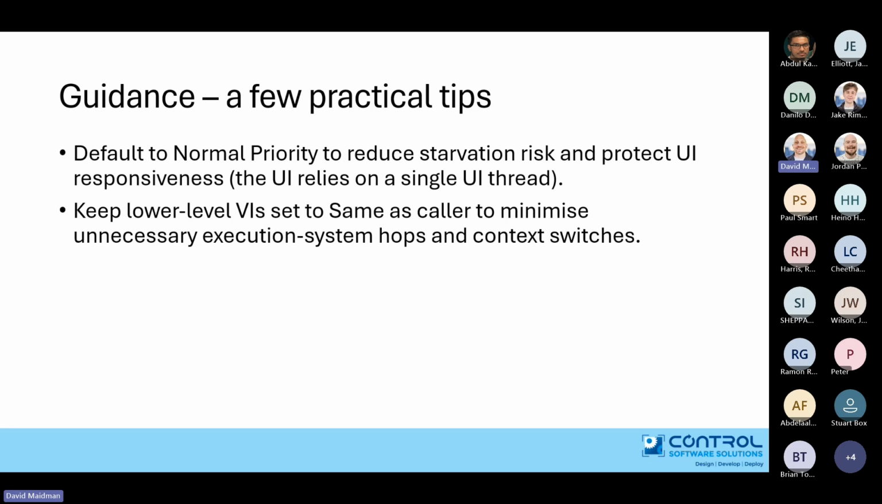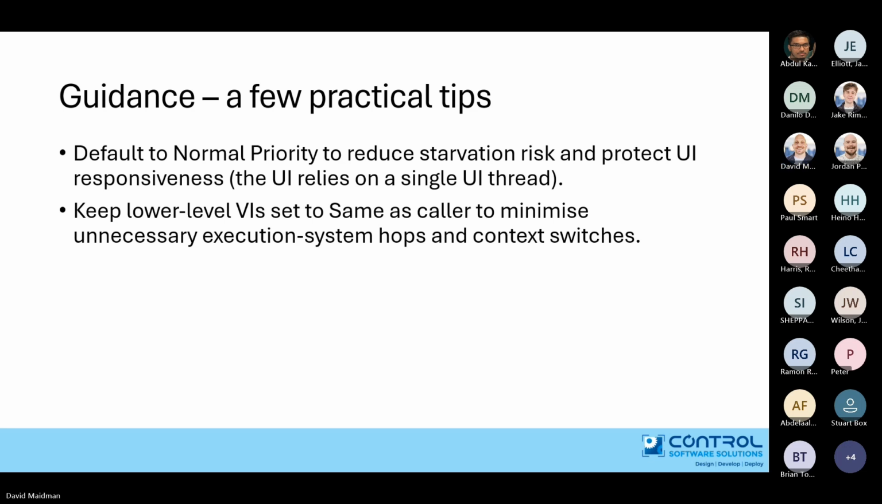Although you can have higher priority, the guidance is to limit things that go above normal priority to reduce the risk of starvation of the user interface. So if you've got something in a high priority and it's not giving up time to lower priority threads, you may be not executing your user interface, so your system may become sluggish.